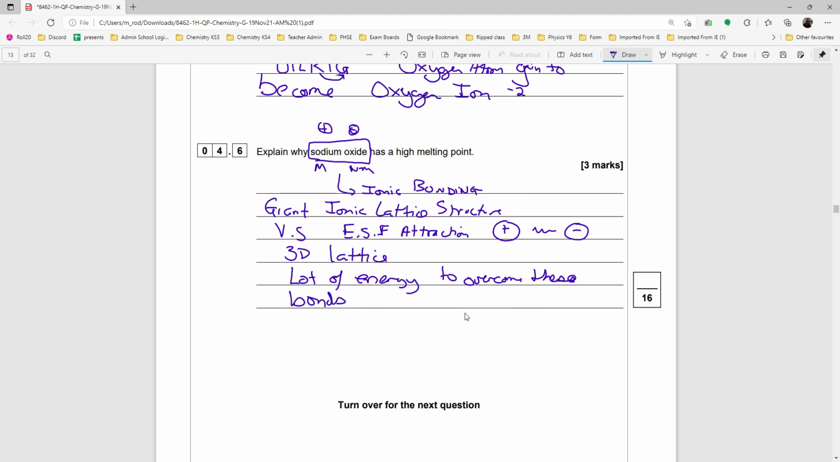So, looking at giant ionic lattice, going on to talking about the electrostatic force of attraction between the positive and negative ions. That's in a 3D lattice. It takes lots of energy to overcome these. And that's why it has a very high melting point.